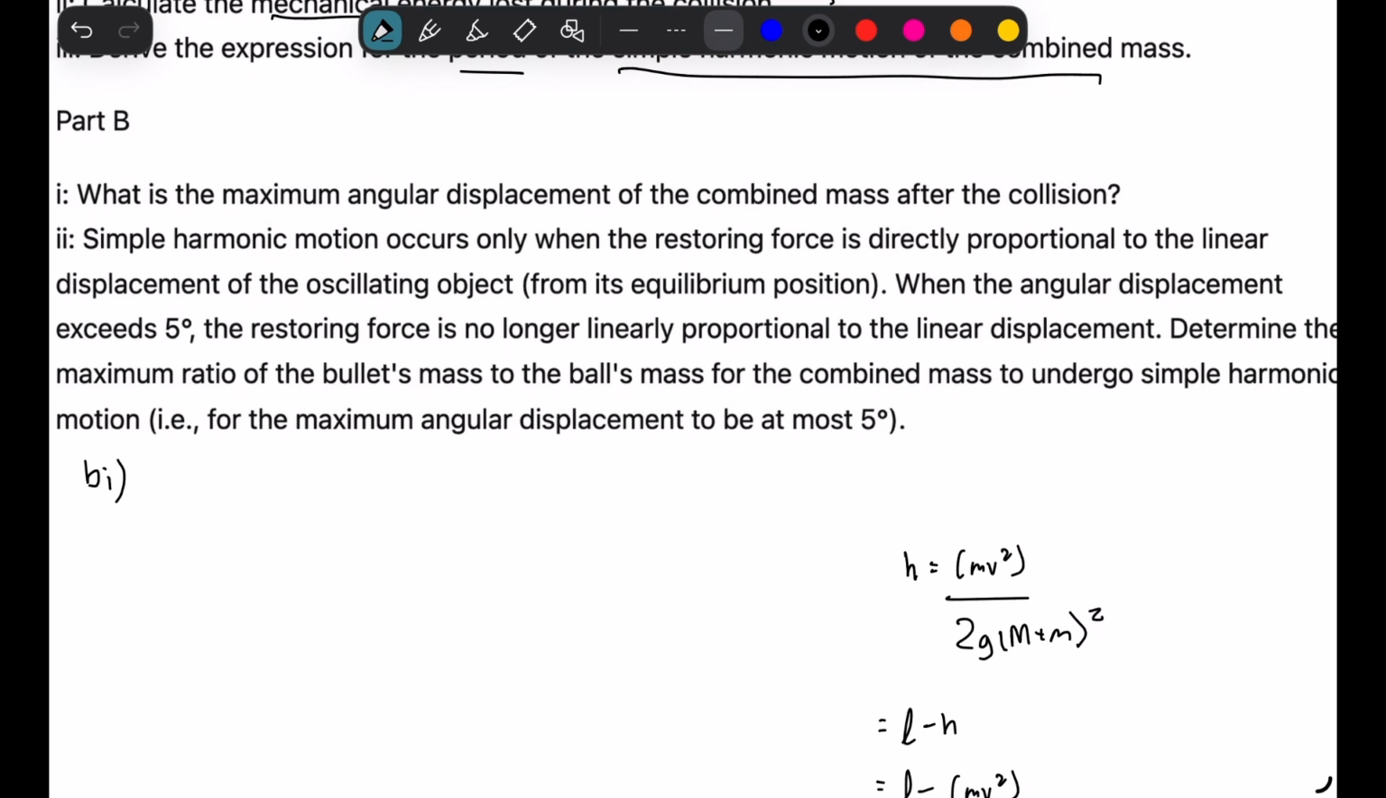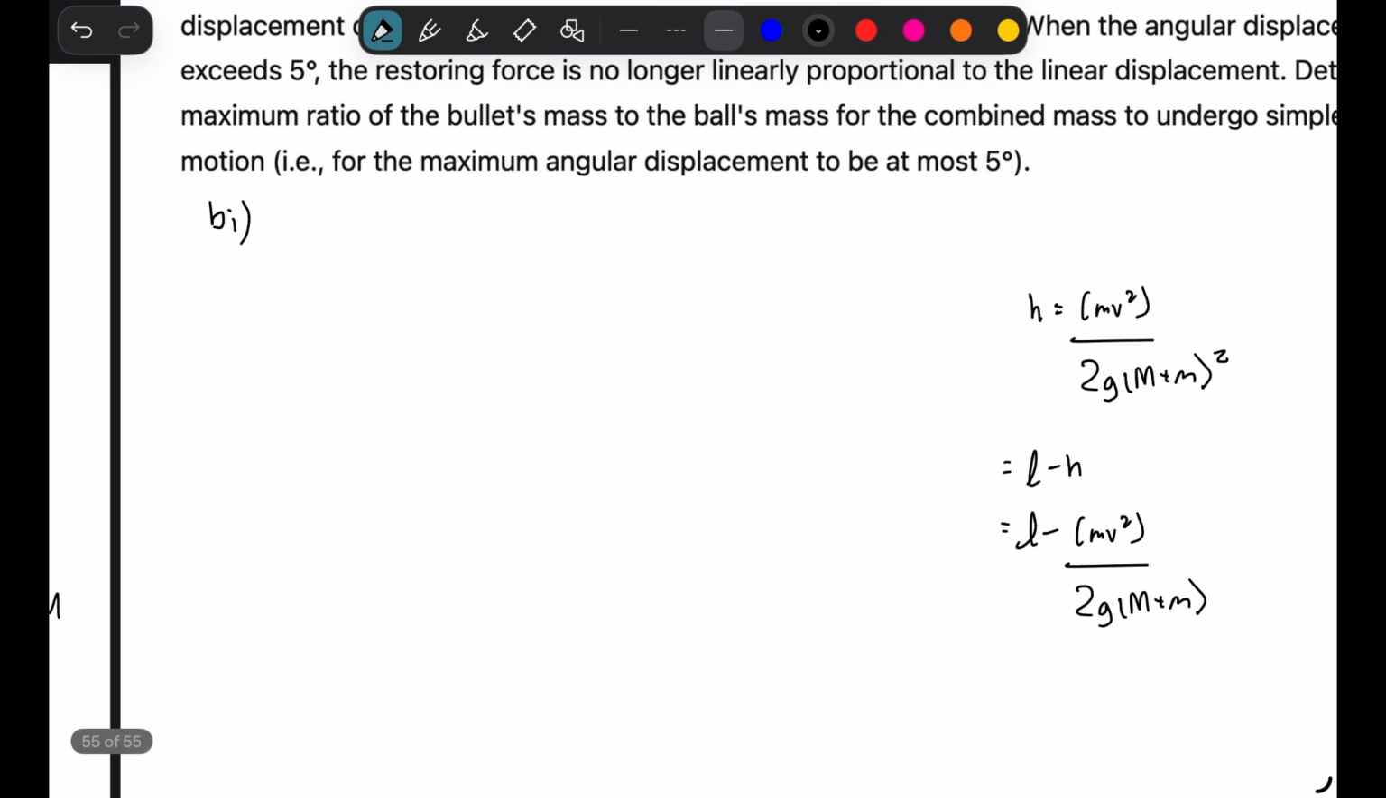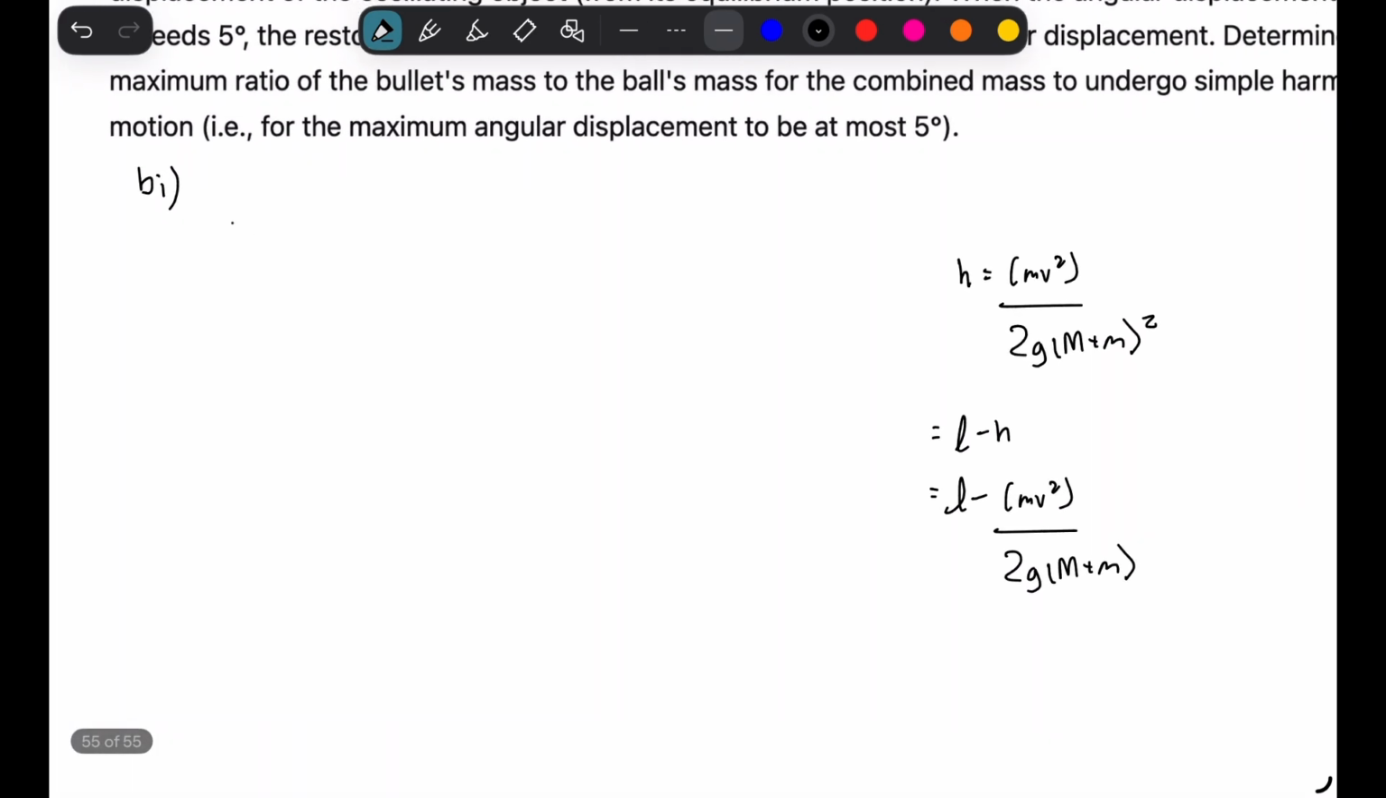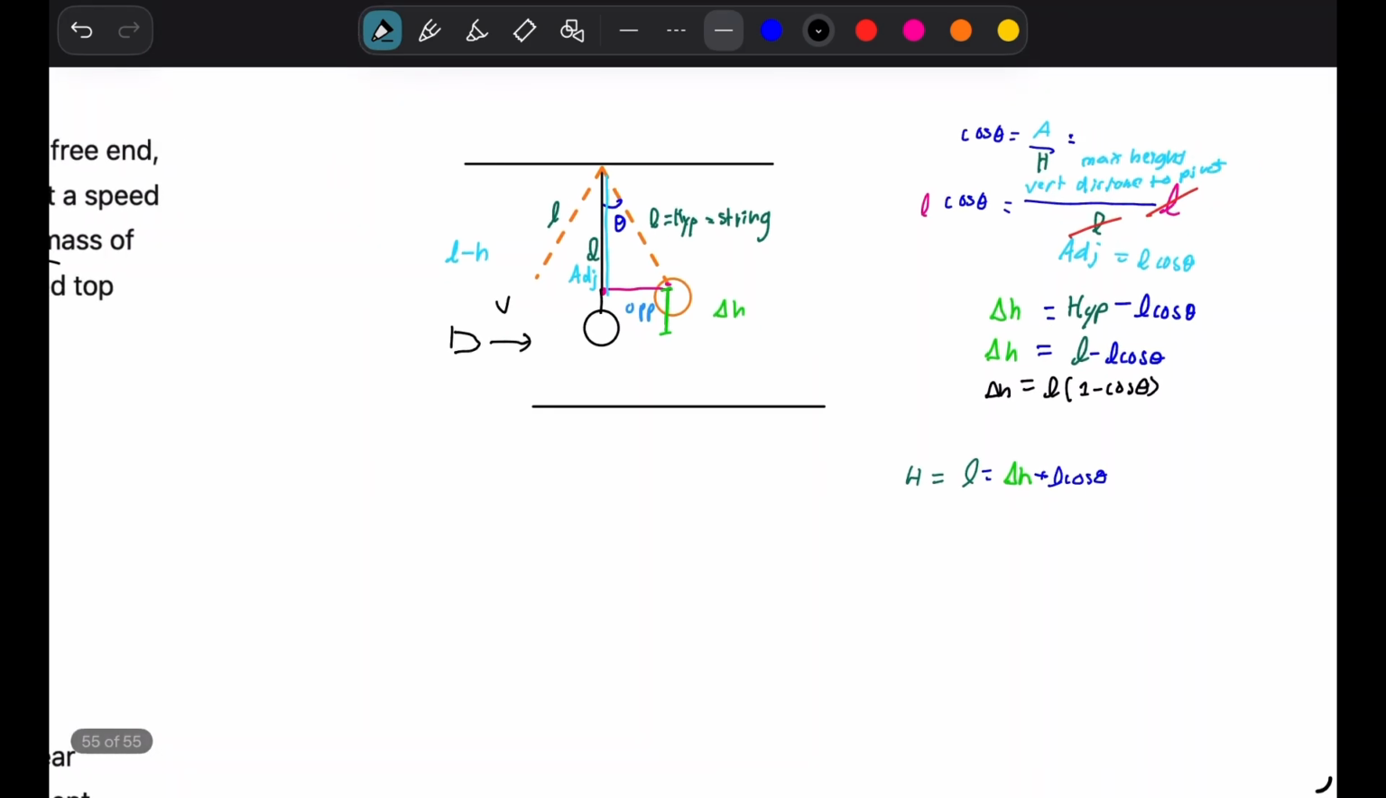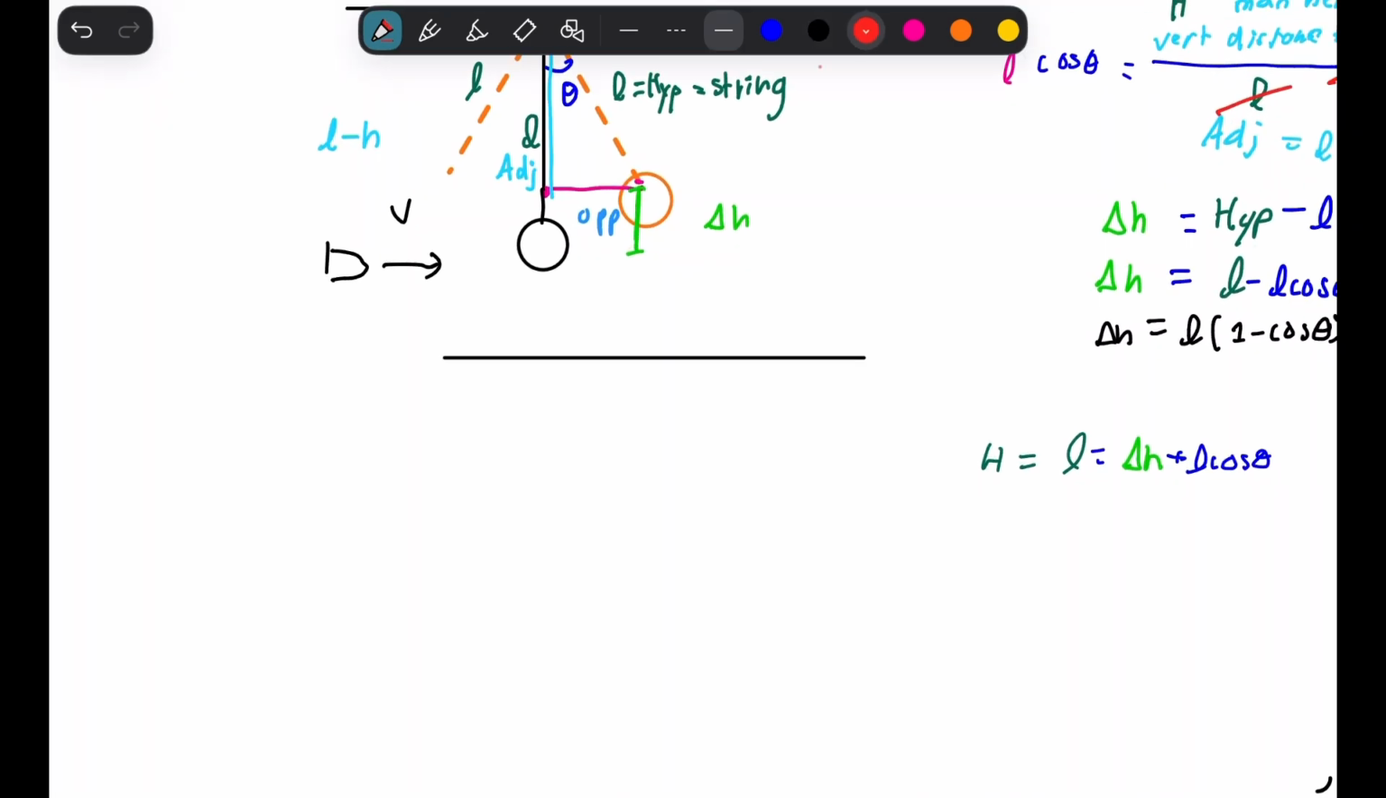For B1, we're asked, what is the maximum angular displacement of the combined mass after the collision? So we know that after the collision, the combined mass has a speed of m v over m plus m. Then it's going to swing up, and the kinetic energy will turn into gravitational potential energy. So when the ball swings up, at this point your E is going to all be kinetic energy.